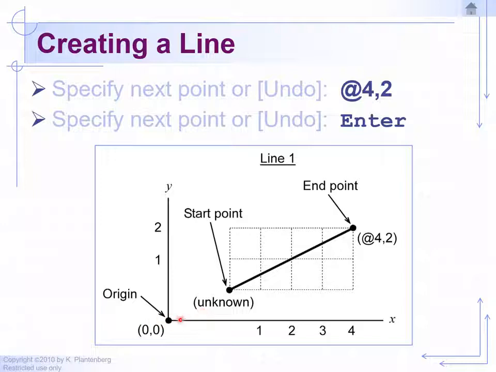And to locate our second point, instead of using the origin as our reference point, we're going to use our first point as our reference point. So we're going to type in @ so that lets AutoCAD know that we're going with respect to our last point defined. 4, so that'll go 4 units in the x direction, comma, 2, and it'll go vertically up 2 units, and enter, and it'll locate our second point and generate the line.